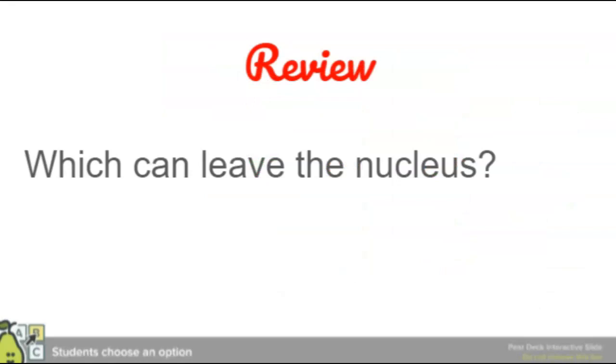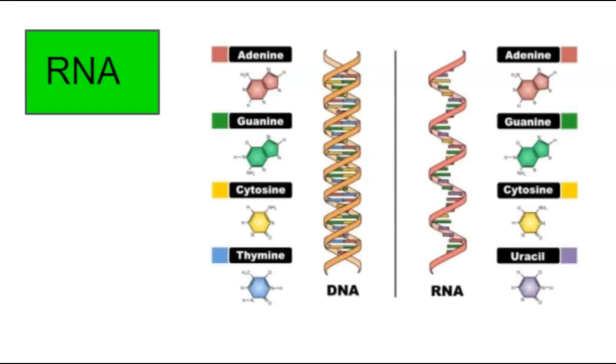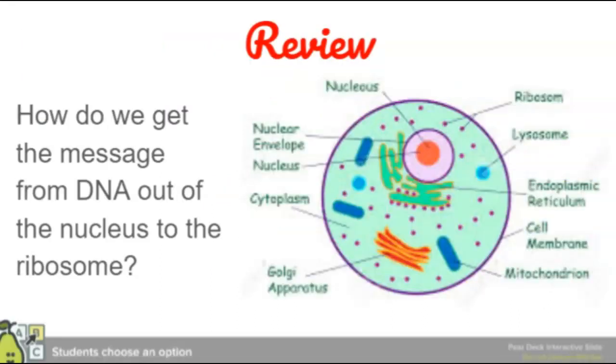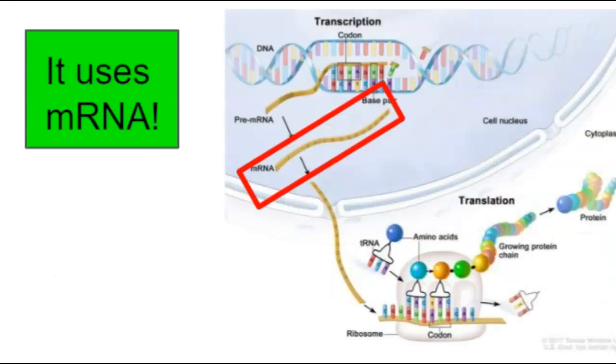Which molecule can leave the nucleus? DNA, RNA, or both? Remember, it is RNA that can leave the nucleus. Which leads me to my next question. How do we get the message from DNA out of the nucleus to the ribosome? We use our messenger RNA. Remember, that's the molecule we make during transcription. It's one strand, and this molecule can travel outside to the ribosome.